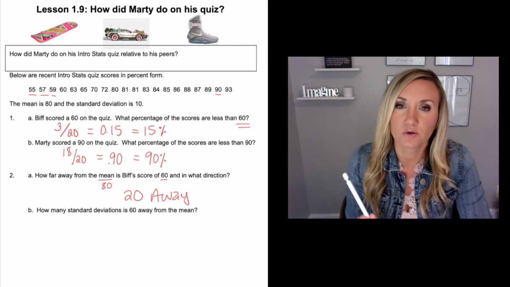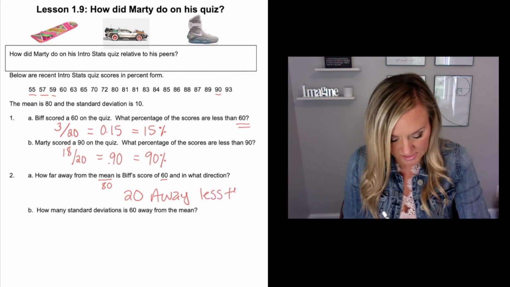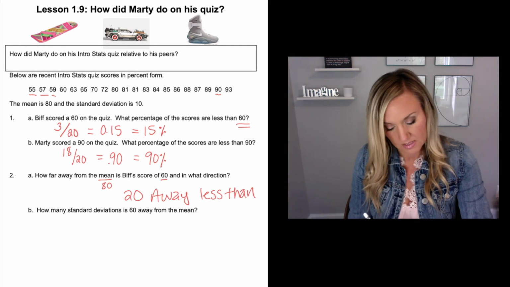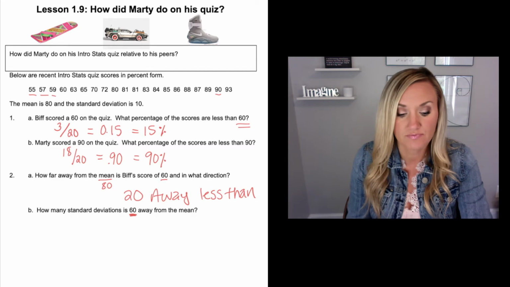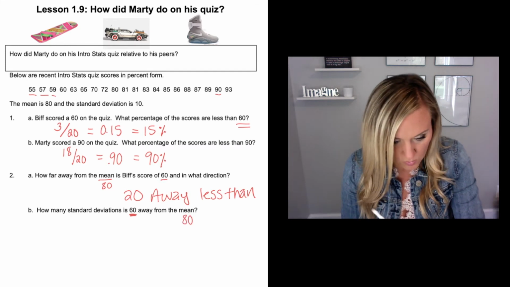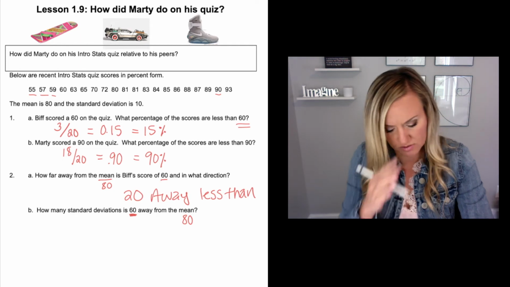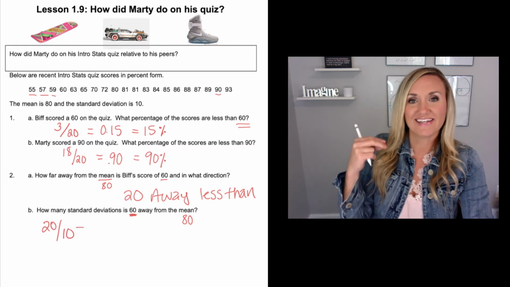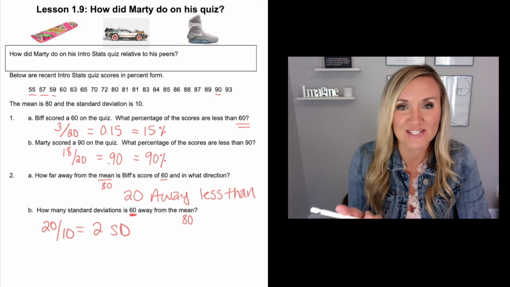All right, so here's the question. How many standard deviations is 60 away from the mean? So if the mean is 80 and it's 20 away and the standard deviation is 10, that means it's 2, right? So we have 20 over 10 is 2 standard deviations. Now that is very cool because that is our z-score.